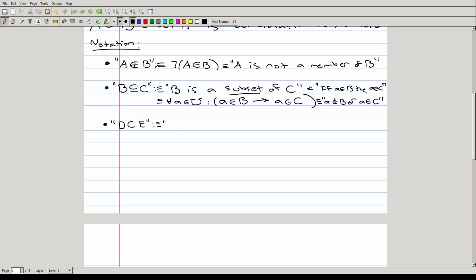This notation right here means D is a proper subset of E. This idea right here is the same thing as saying that D is a subset of E and E is not a subset of D. It's saying that every element of D is an element of E, but there are elements in E that are not elements of D.